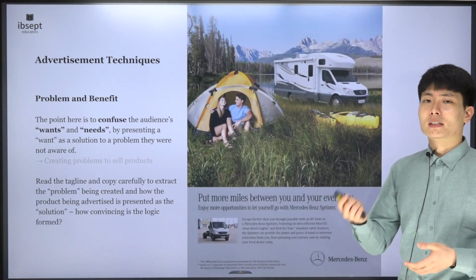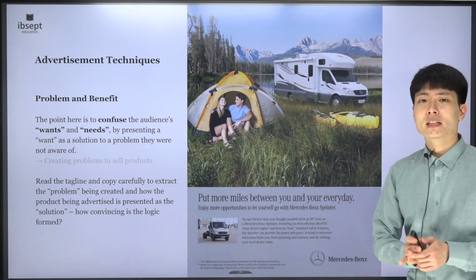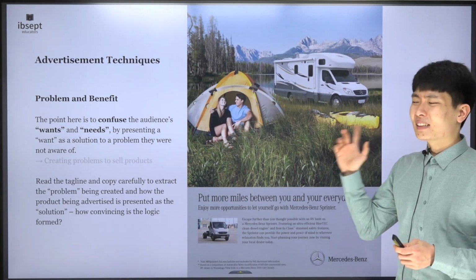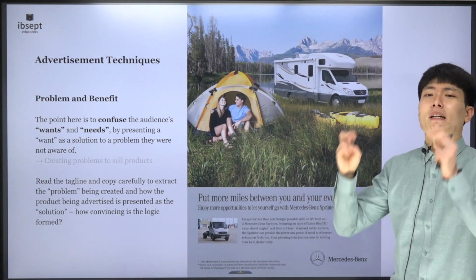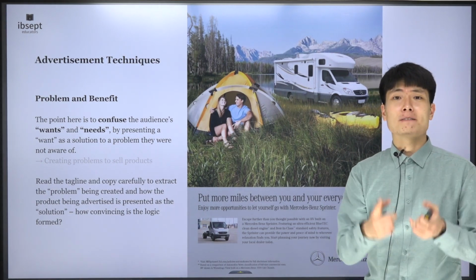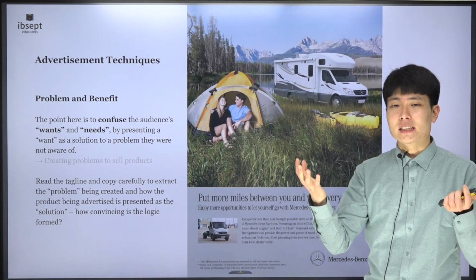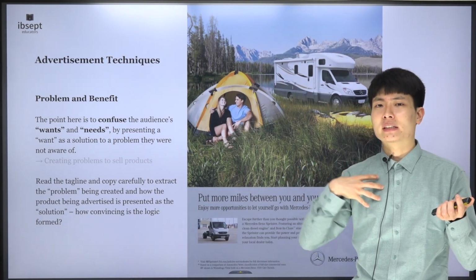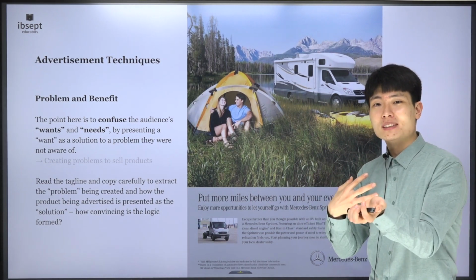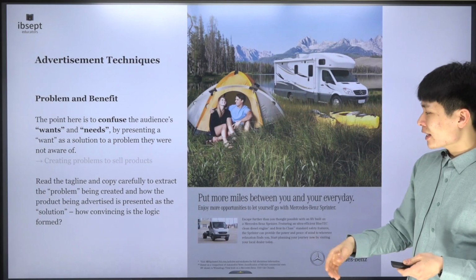We also have what is called the problem and benefit technique. So the thing you need to understand about problem benefit is that it is not actually solving a problem. What the advertisement is trying to do is to confuse the audience's wants and needs by suggesting that what they want is actually a solution to a problem they did not even know existed.